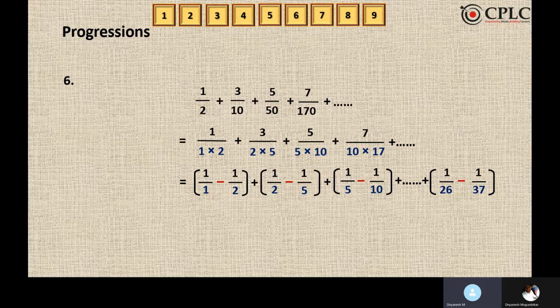Again, when you open the brackets, the alternate pluses and minuses will get cancelled, and you will again be left with only two terms, first and the last one. So 1 minus 1 by 37, you get 36 by 37 as the answer of this question, which is option 3.